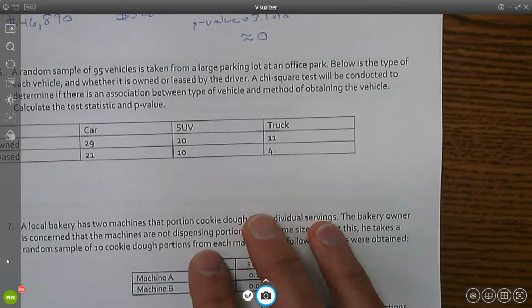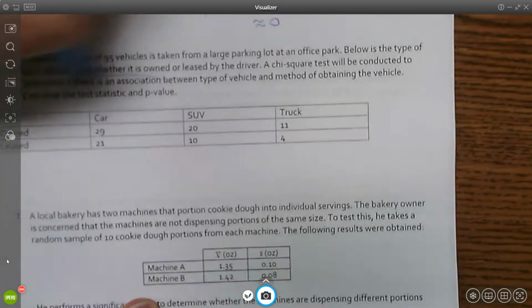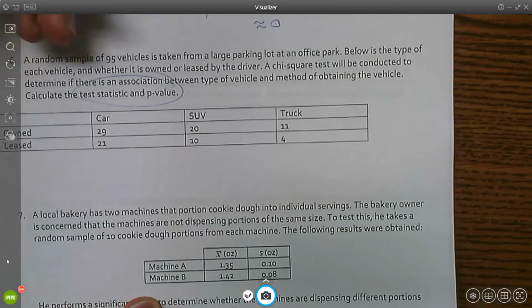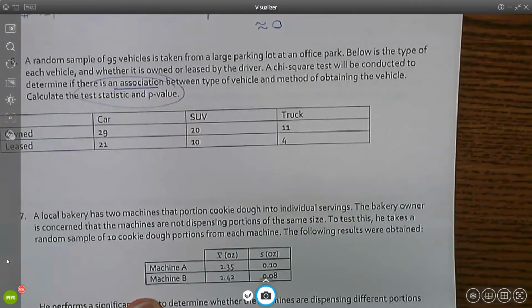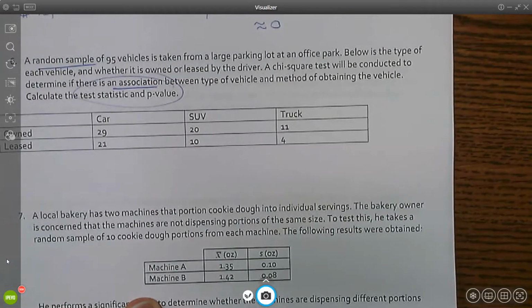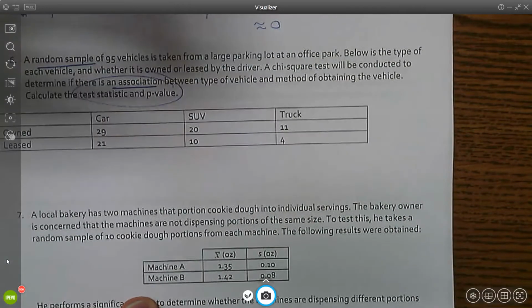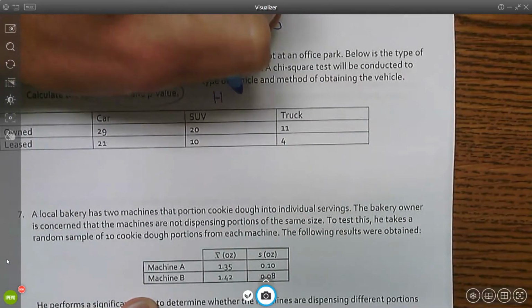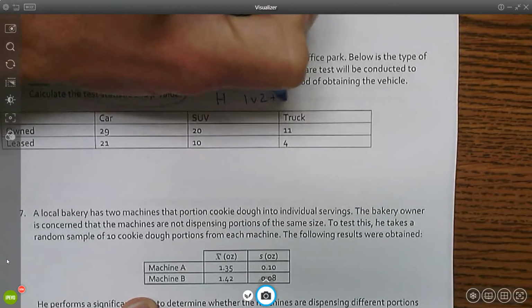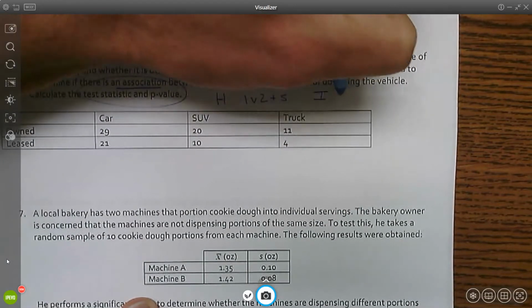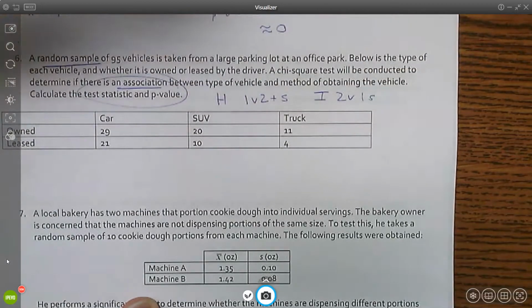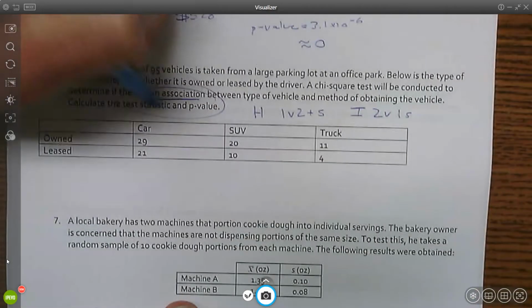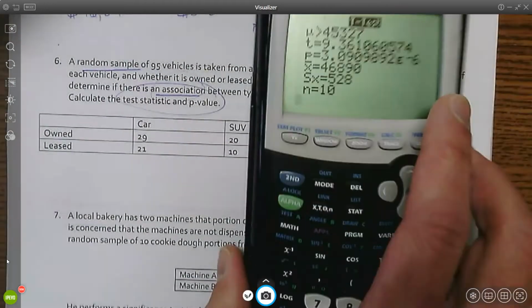All right, question 6. Calculate the test statistic and p-value. Chi-squared test. Is there an association? We only have one random sample. So remember, homogeneity has one variable, two or more samples, and independence is two variables, one sample. So this is a test of independence. The word association helps me with that.